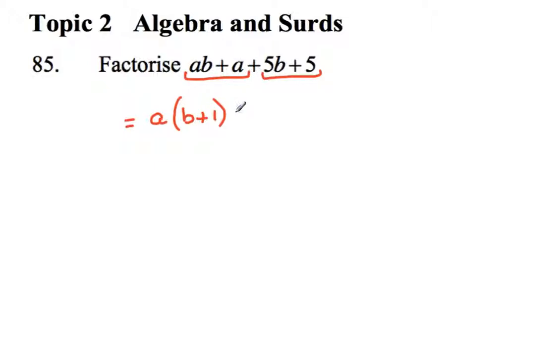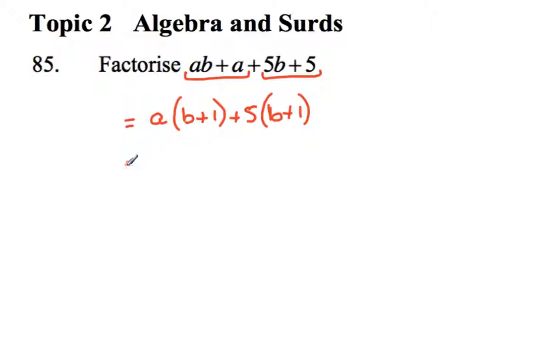In the second 2 terms, actually the third and the fourth term if I'm precise, 5 is common, and we'd need to multiply 5 by b to get 5b. We'd need to multiply 5 by 1 to get 5 for our final term.